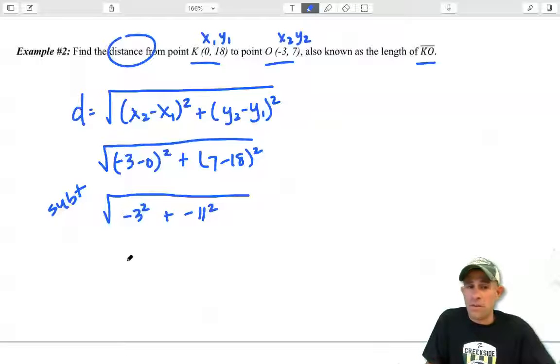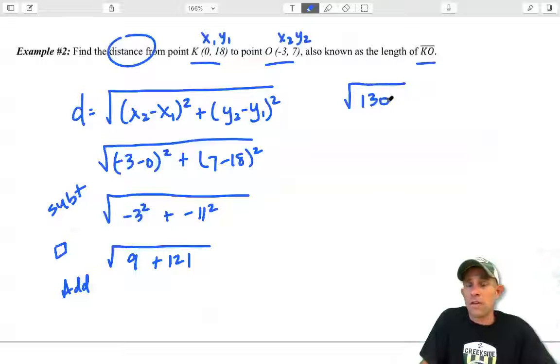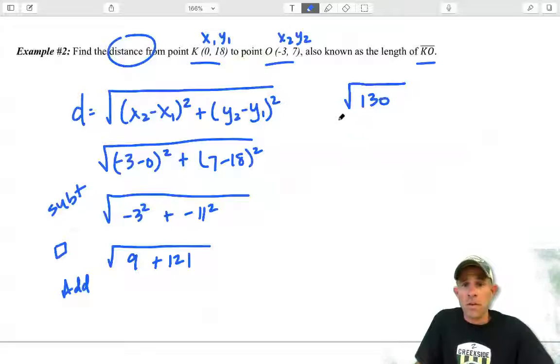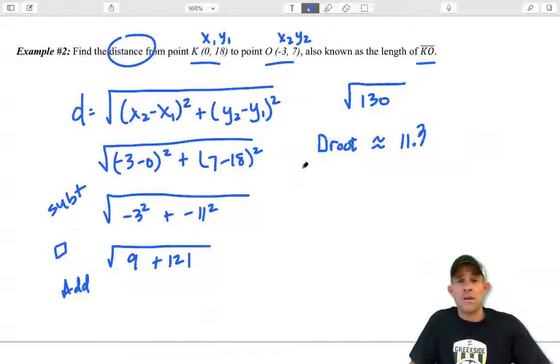Okay, our next operation here is to square those. When we square negative numbers, we'll end up with positives. So this is 9 plus 121. And now the next thing to do is to add these numbers. So when we add those, we'll have the square root of 130. And we can leave our answer in terms of square root 130. Or the next thing would be to take the square root, and that's going to be approximately 11.2 or 11.3. Okay, so that's our distance from K to O.